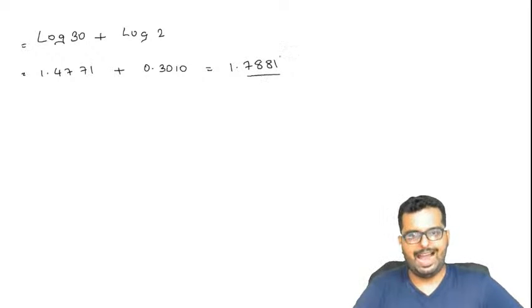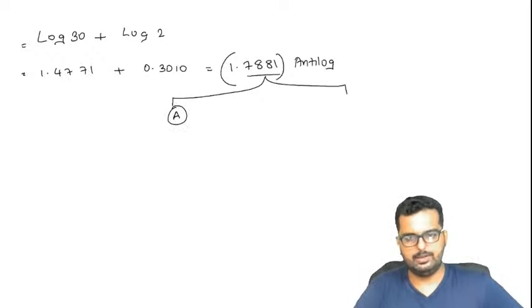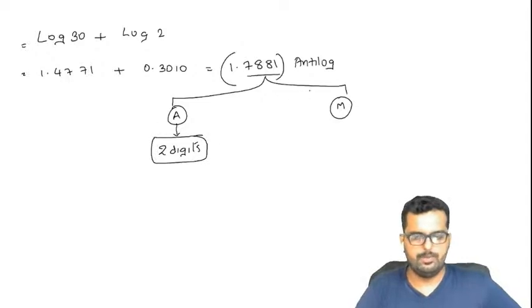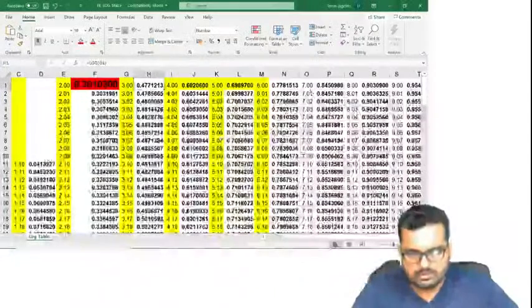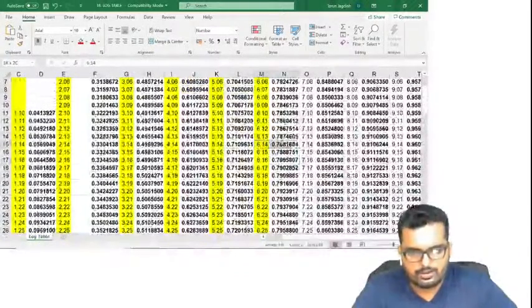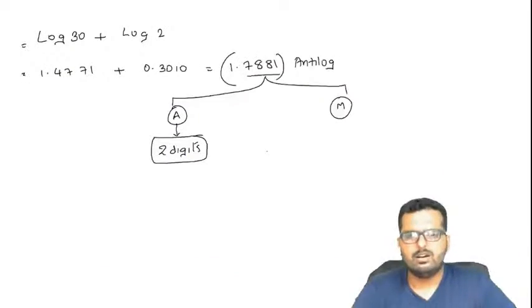Now I have to take the anti-log of this. How do I do the anti-log? I will have the characteristic and I will have the mantissa. Anti-log, since the value is 1, it means how many digits will come over here? It will be 2 digits, okay? 0.7881, let's go and search now. 0.7881 comes over here, am I right? Did I do any mistake?